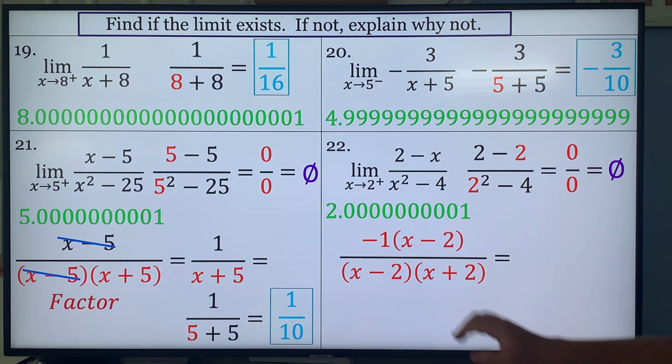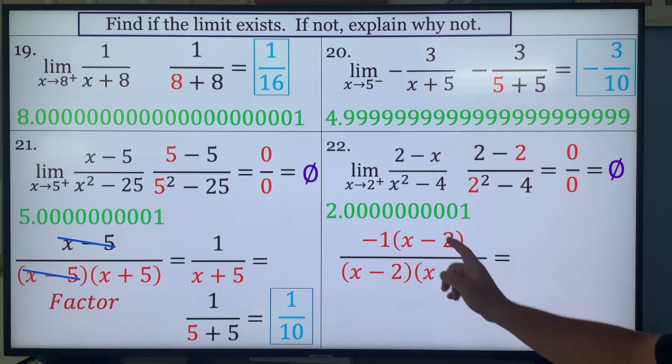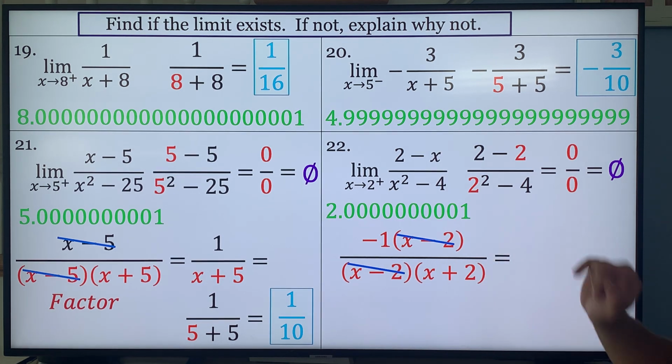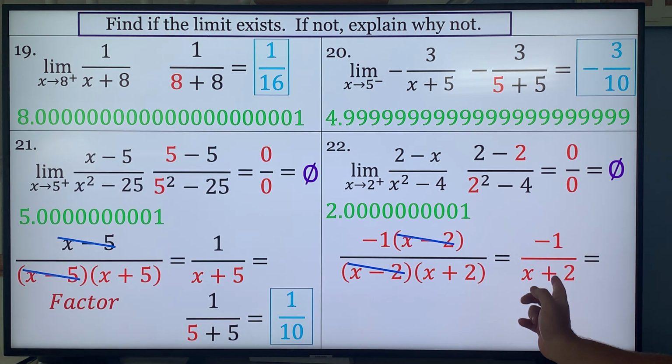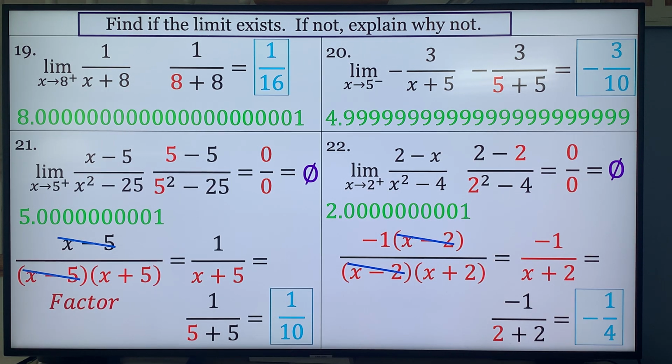And now look what happens. This is still the same as this. What can I do with these two guys? Bye-bye. Cancel out. Left with negative 1 over x plus 2. What's the next step? Plug in my 2. Negative 1 over 2 plus 2 is negative 1/4. All right? We all good? Awesome.